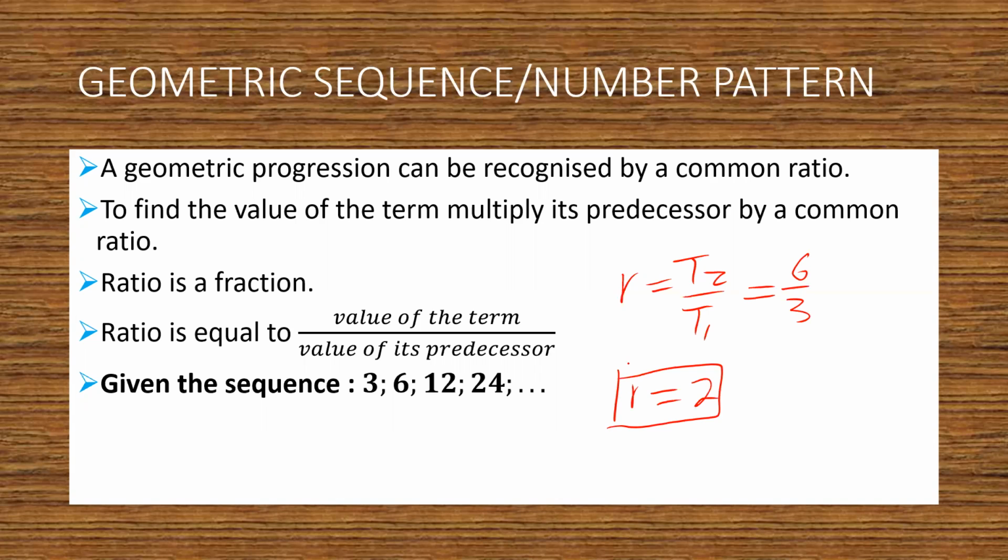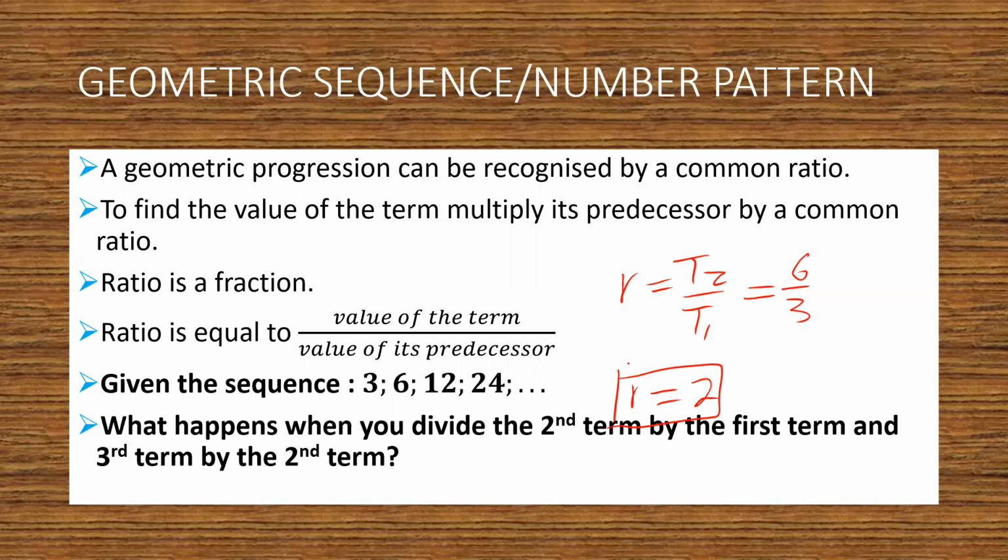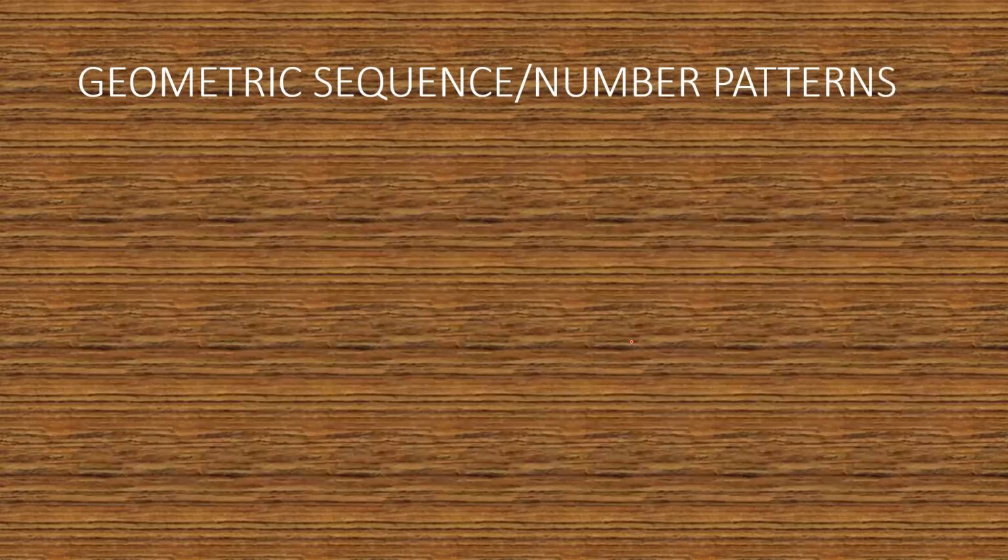What happens when you divide the second term by the first term, and the third term by the second term, and it goes on and on? When you do that, you will always get a common ratio of 2. For instance, if you take 24 divided by 12, that will also give you a common ratio of 2.